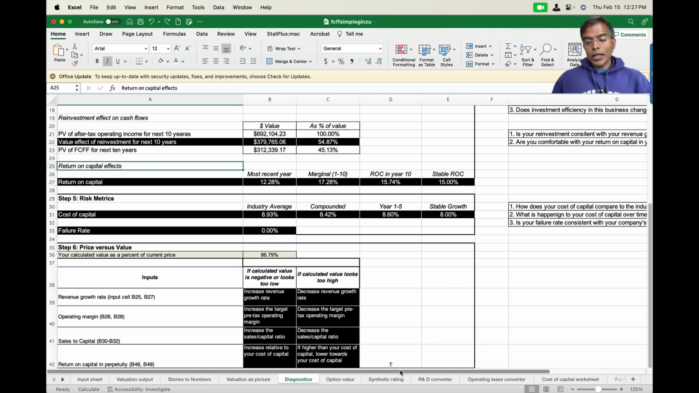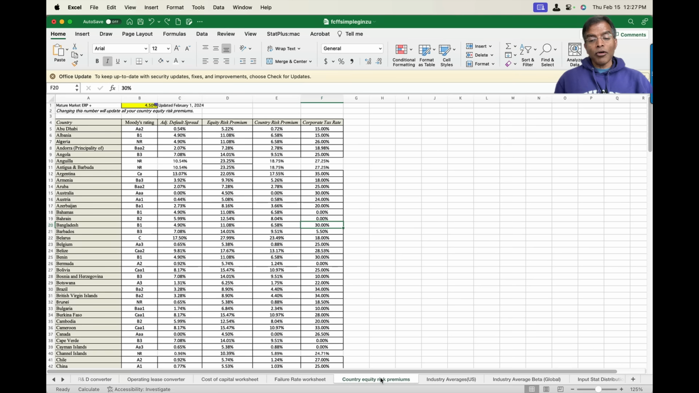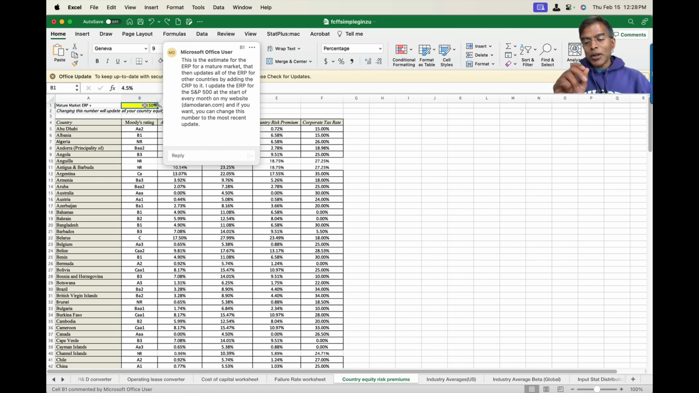One final thing, I've talked about the industry averages that are built in for both the US and global companies. If you go towards the end of the worksheet, you'll see those industry averages. I've also built in the country equity risk premiums. There's this one cell here which I would suggest you update, because this was updated in February 2024, since I was doing the valuation in February 2024. It's based on the implied equity risk premium I compute for the S&P 500 at the start of February 2024. I do update that at the start of every month.